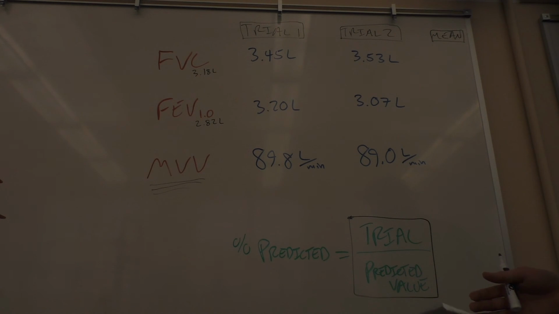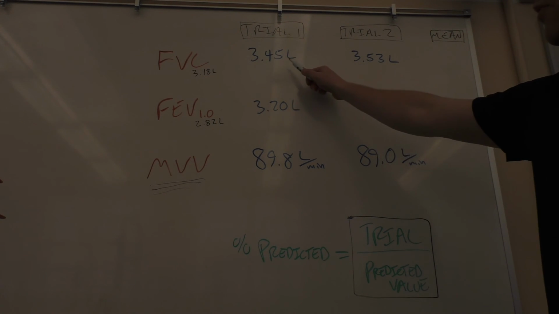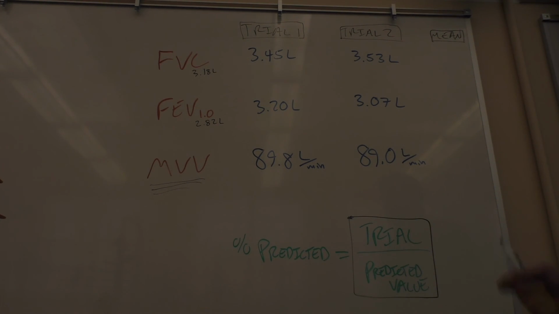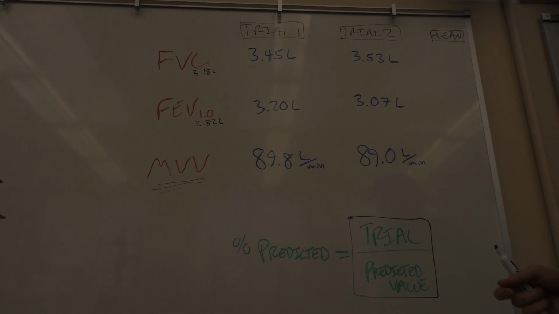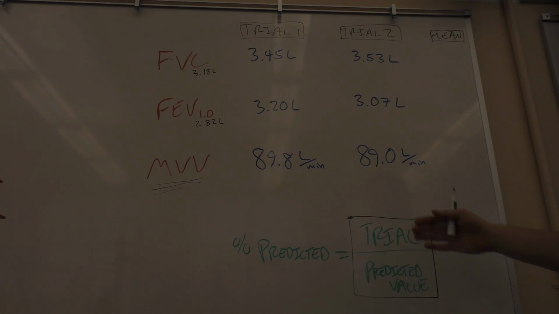So to get the percent predicted for trial number 1 for FVC, you would simply take the trial, 3.45 liters, and divide it by 3.18 liters. And you're going to get 1 point something something, or in a percentage, it'll be well over 100%. It doesn't have to be over 100%, but in this case, and in both of these cases, it will be. So we can meaningfully say for FVC and for FEV1, our participant exceeded the predicted value.